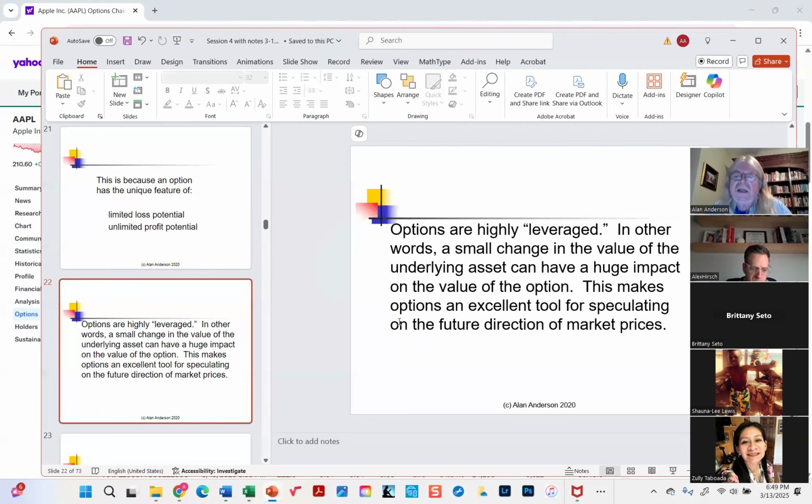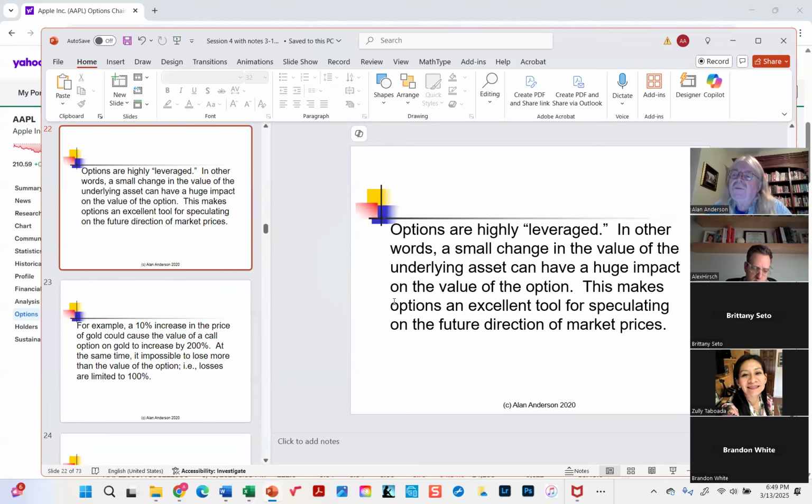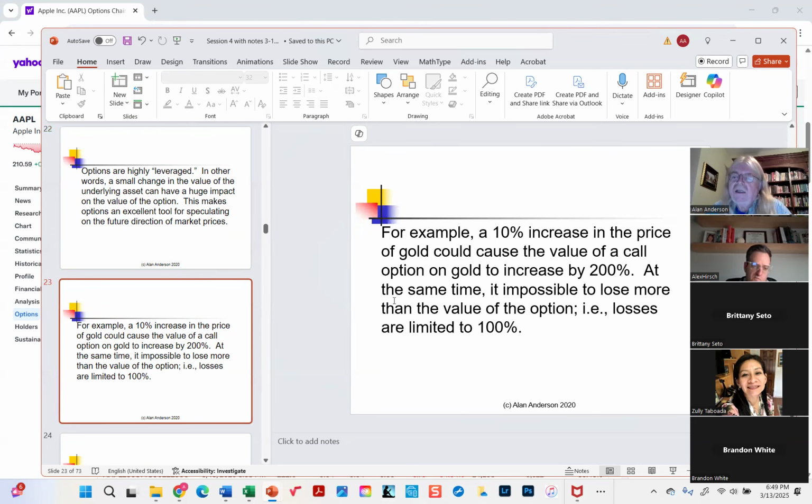Options are highly leveraged, meaning that a small change in the value of the asset can have a major impact on the price of the option. But it also goes both ways. For example, and depending on what we paid for this option, a 10% price increase in the price of gold could potentially increase the value of a call by 200%. But it can never cause us to lose more than 100%.